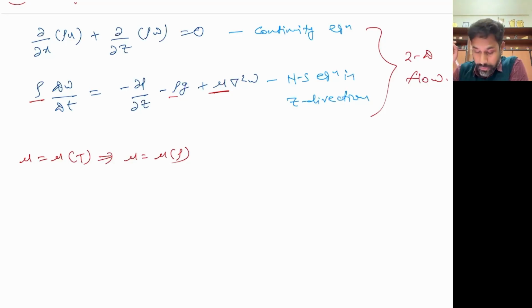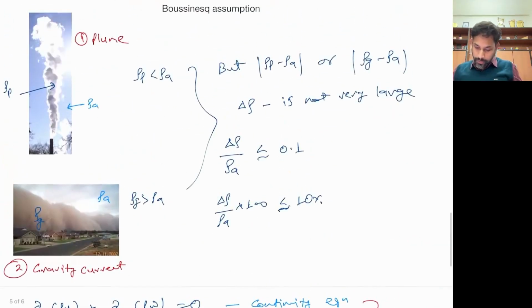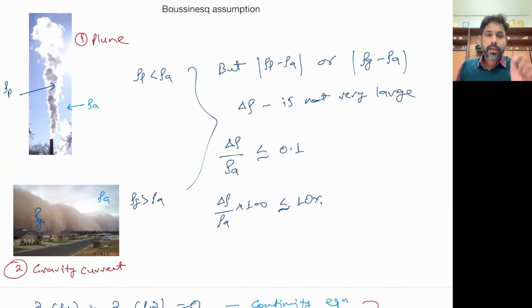And why do we want to do that? Because if we want to consider the density variation, then this problem will become very complicated, right? Because if you can look into these pictures, the rho inside the plume, I'm writing this as rho p, but rho p itself is changing in x and z axis.